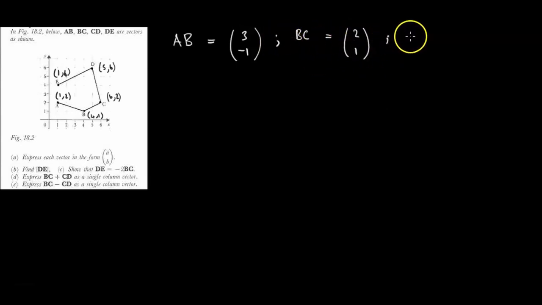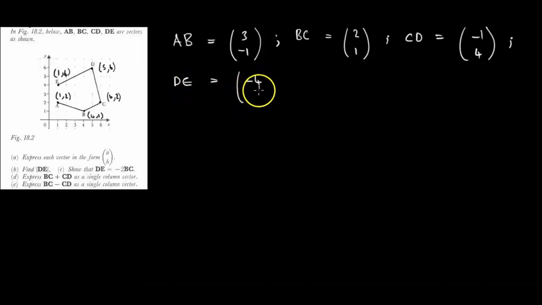Then CD is equal to (-1, 4). And lastly, but not least of course, DE is equal to (-4, -2). Like that. Now let us go to the next question. We have done A, where we had to express each vector in the form AB.